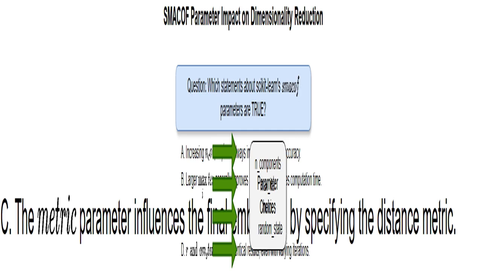I agree. The metric parameter specifies how we measure distances between data points. Different metrics, like Euclidean distance or Manhattan distance, give different results. For example, Euclidean distance is as the crow flies distance, while Manhattan distance is like walking along city blocks. The choice changes the dissimilarity matrix, which completely changes the final representation.